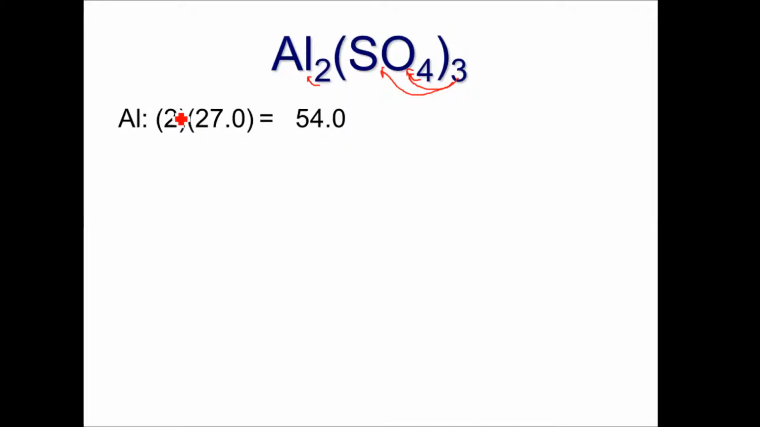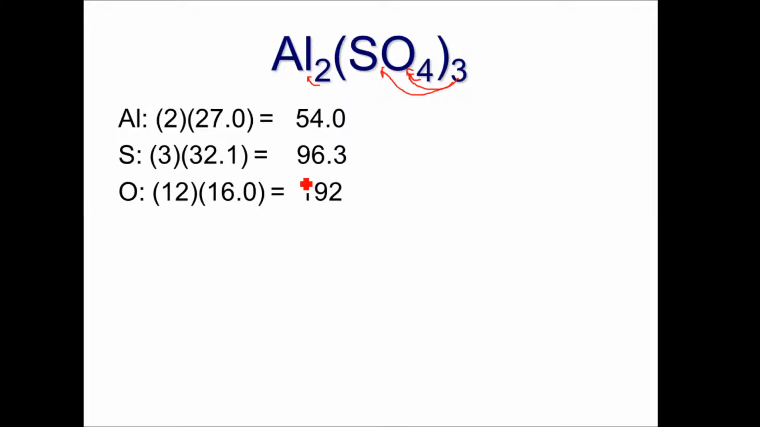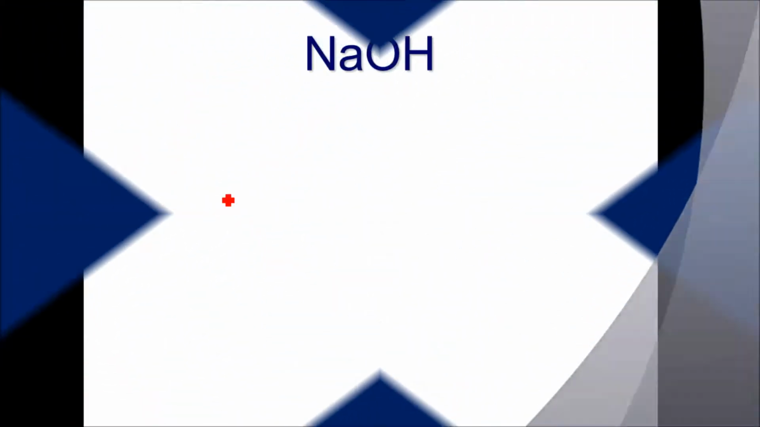Alright, so we take a look at aluminum. There's 2 of them. Multiply it by its atomic mass from the periodic table, and we get 54. We take sulfur. There are 3 of them here. Multiply it by its atomic mass, which is 32.1, and you get 96.3. Then we take the 12 oxygens, multiply it by 16.0, its atomic mass, and you get 192. And all we have to do is add these up, and we get 342.3 grams per mole.